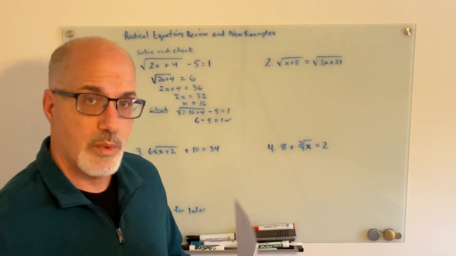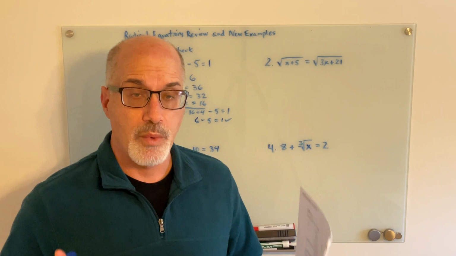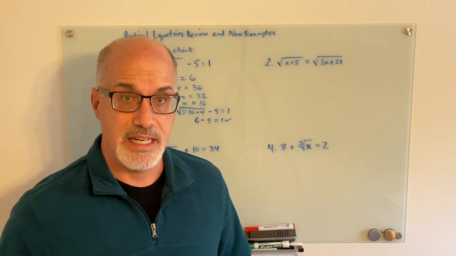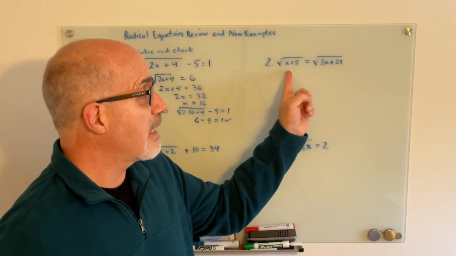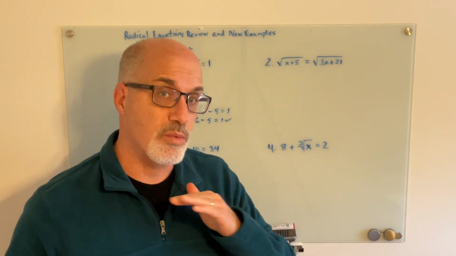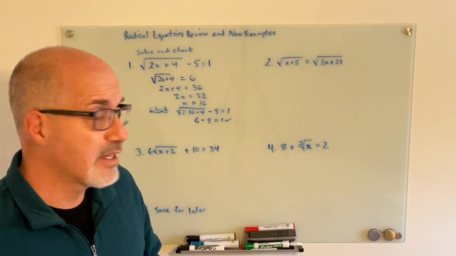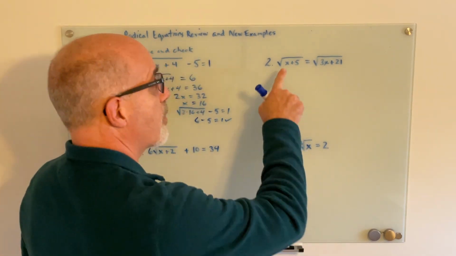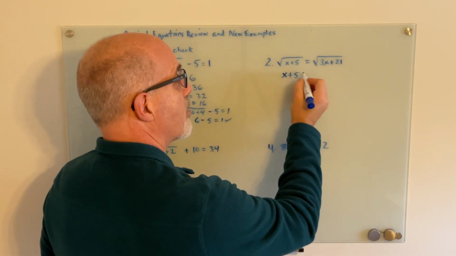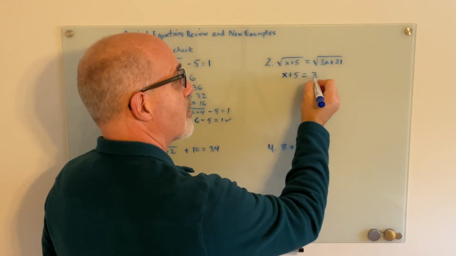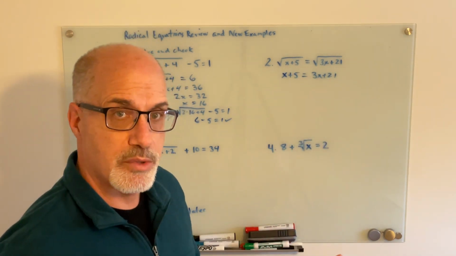This one, you've got square roots on both sides of the equation. So both radicals are already isolated. Now, sometimes you're going to find when you do that, you're going to be able to just square both sides right away to get rid of those radicals. So let's do that. I'm going to square this one and get just x plus 5, gets rid of the square root. Square this one, I get 3x plus 21. No more square roots by squaring both sides.